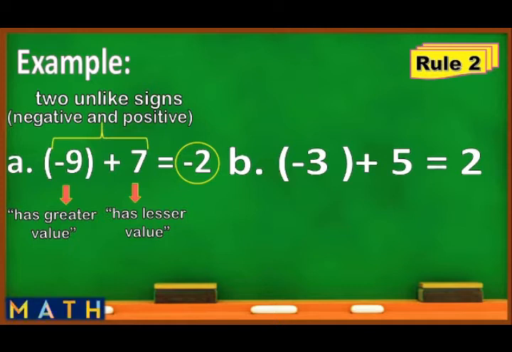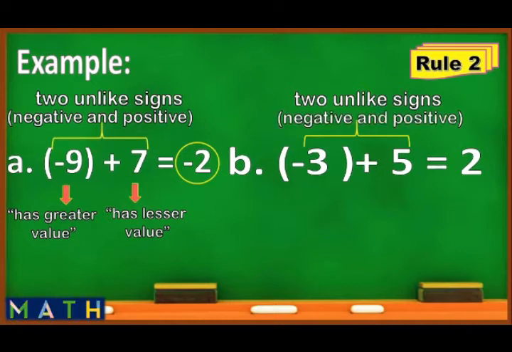Now let's continue to our second example. Negative 3 plus positive 5 is equal to, yes, positive 2. Do we have the same observations? Well, the two integers, negative 3 and positive 5, have unlike signs. The first addend has a negative sign while the second addend has the positive sign. The sum is positive 2. You want to know why? Correct!